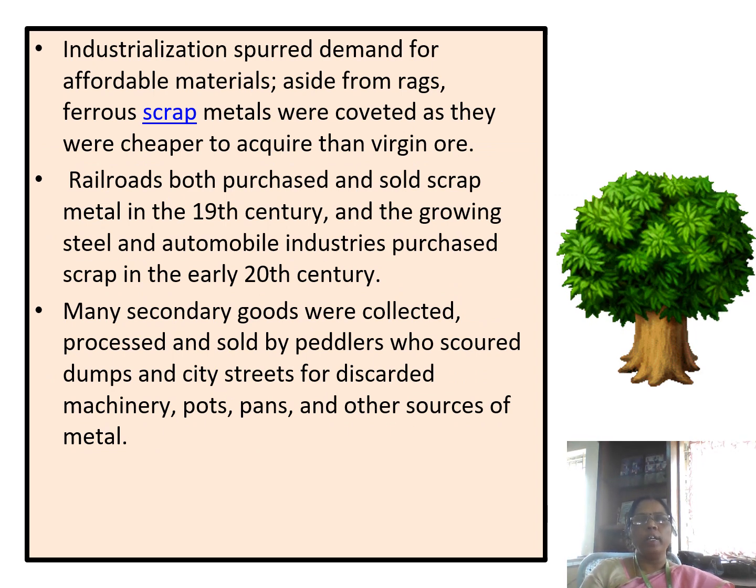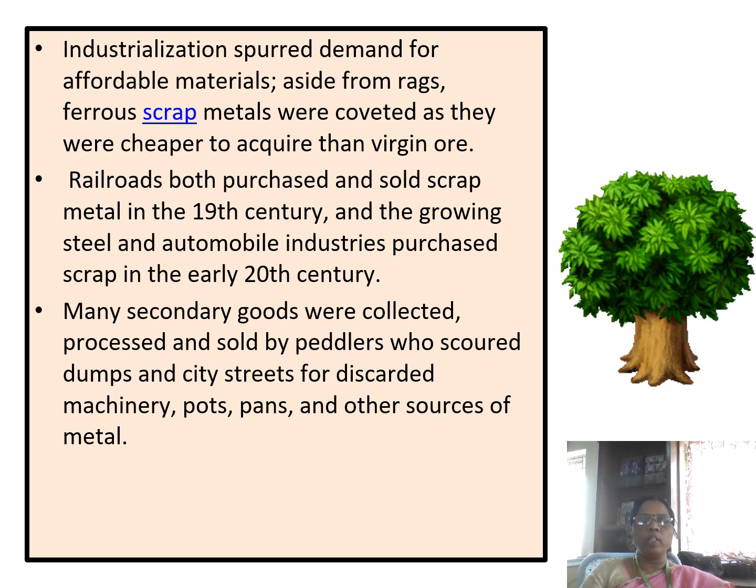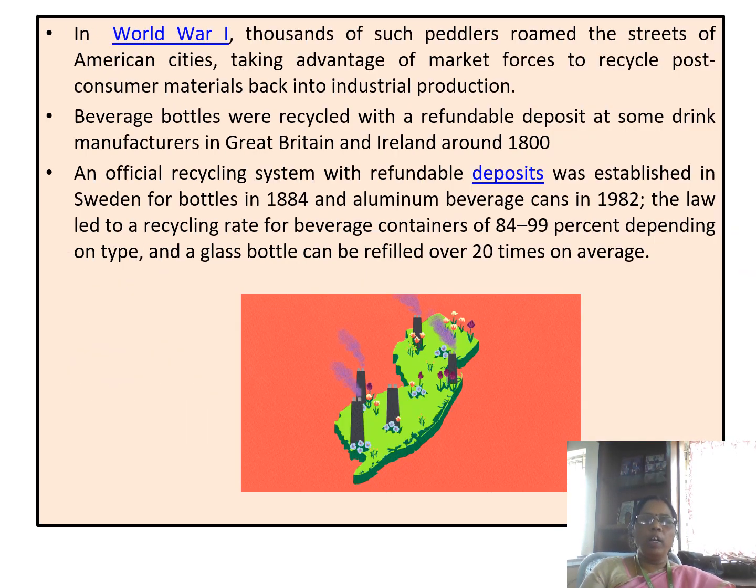Industrialization actually spurred the demand for affordable materials. Aside from rags, scrap metals were converted as they were cheaper to acquire than virgin ore. Many secondary goods were collected, processed, and sold by peddlers, who searched dumps and city streets for discarded machinery, parts, pans, and other sources of metals. In World War One, thousands of such peddlers roamed the streets of American cities. They were taking advantage of market forces to recycle post-consumer material back into industrial production.